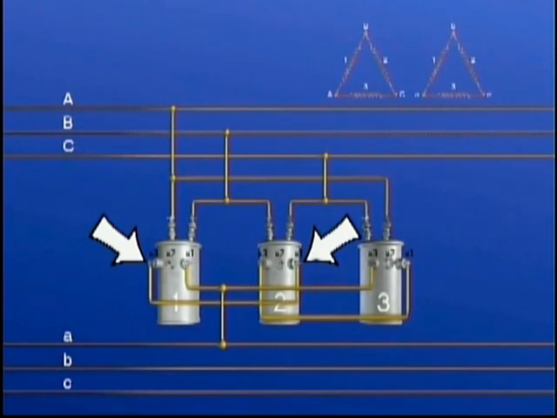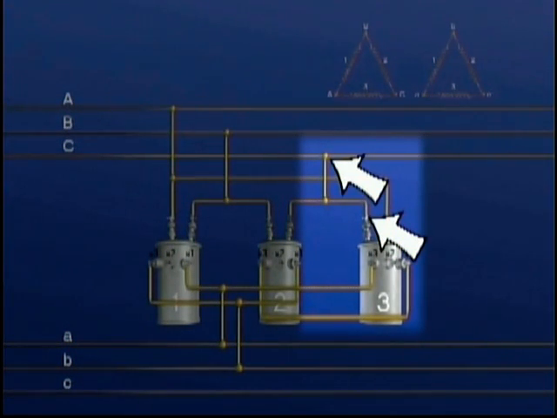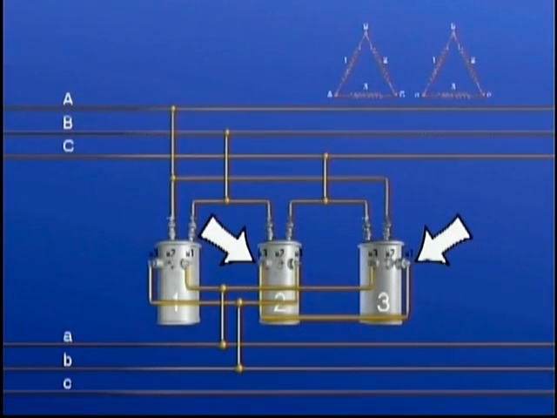Therefore, the connection between the X1 bushing of transformer number 2 and the X3 bushing of transformer number 1 is connected to secondary line B. The same relationship is maintained for transformer number 3. The H1 bushing is connected to phase C, so the connection between the X1 bushing of transformer number 3 and the X3 bushing of transformer number 2 is connected to secondary line C.